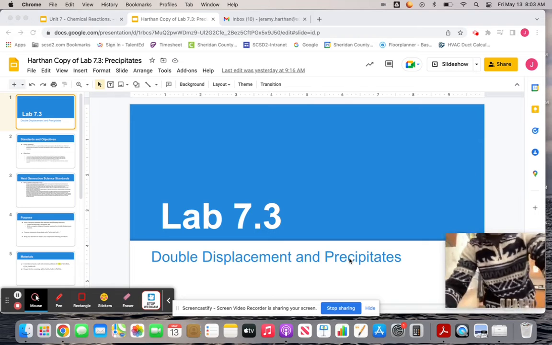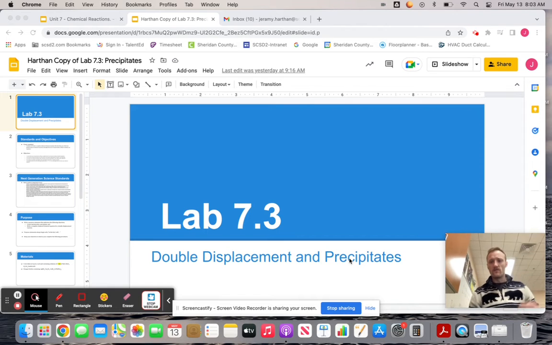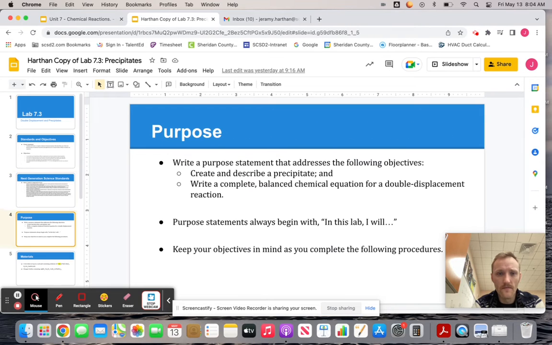Before we do that, let's talk about what we're looking for. In your notebooks, just like normal, we want our title and lab number, and make sure you put your name on it. Then as we go through these, we want our purpose. The purpose of this is we want to be able to create and describe a precipitate, so what is that precipitate, and then write a balanced chemical equation for a double displacement. That's going to be the key for our analysis section. We're going to be able to predict what our products are going to be. So make sure we get those things added.